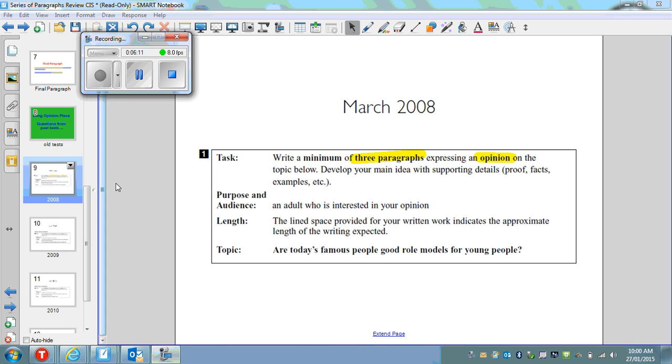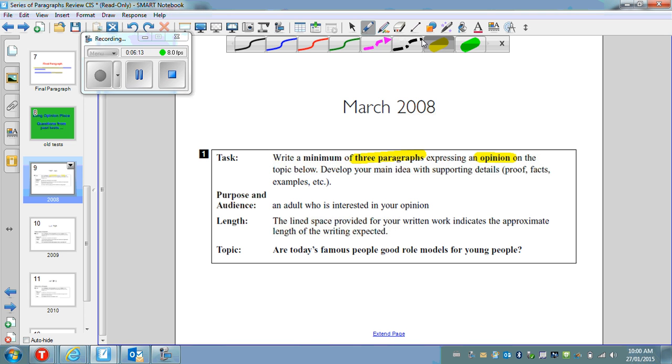So you're developing your main idea with supporting details, proof, facts, examples. So you know how to do this because you have gone through this slideshow and you've gone through it again. So you want to remember that your audience is a formal audience, right? Interested in your opinion. The length of this is really important. You guys, you need to really listen to this. They provide you the space. You want to make sure you fill as much of those lines as you possibly can when you write this.